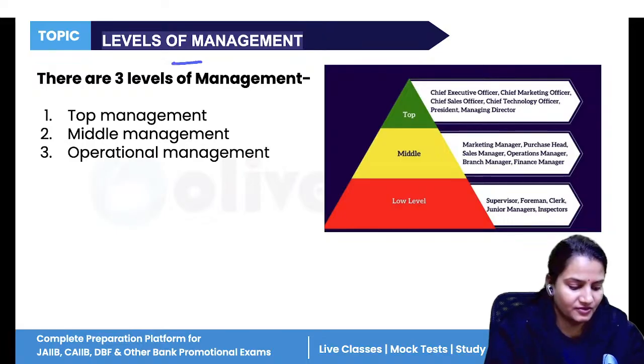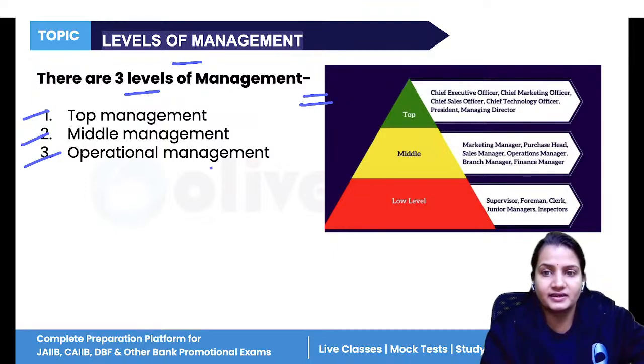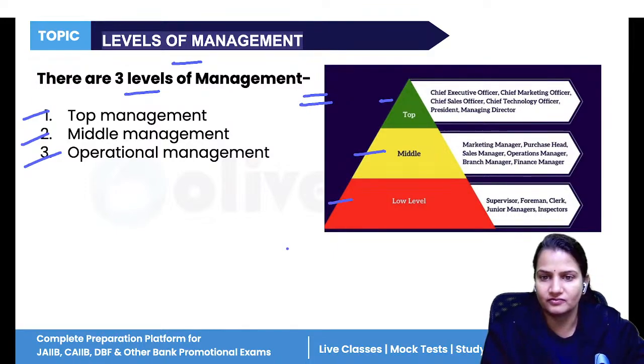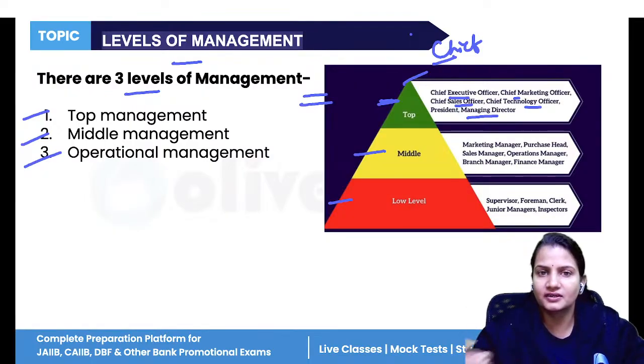Then next we have levels of management. Levels means different stages at which you have to see the management, like top level, middle level, low level. So top level of management is what? It consists of all the executive officers, the CMO, the CSO, CTO, president, managing director. So all the chief level persons will come under the top level.